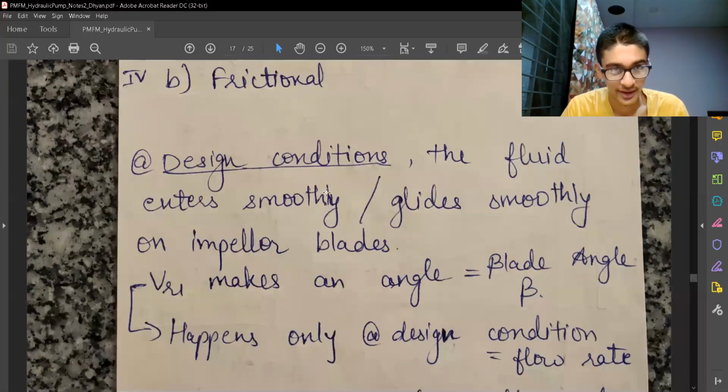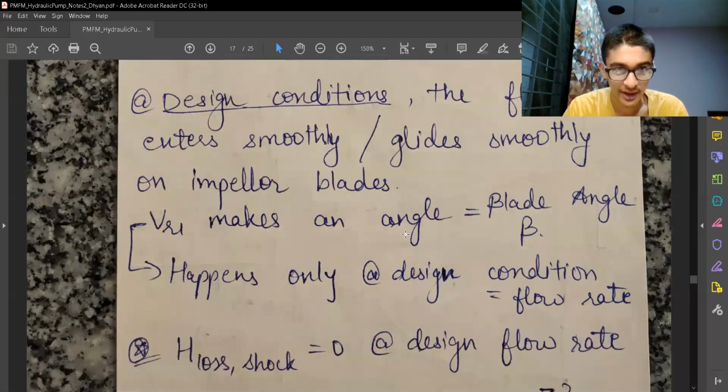So there is one thing defined as design condition. Design condition means the fluid enters smoothly or glides smoothly on the impeller blades, and at design condition we'll have the best head with respect to flow rate. So VR1 makes an angle equal to the blade angle beta. That happens at the design point. The blade angle beta is what is manufactured by default, and the angle at which the relative velocity makes an angle with u, that is the mean speed, is some other angle. At design condition these two angles are equal. This happens only at design condition, or design condition means the designed flow rate.